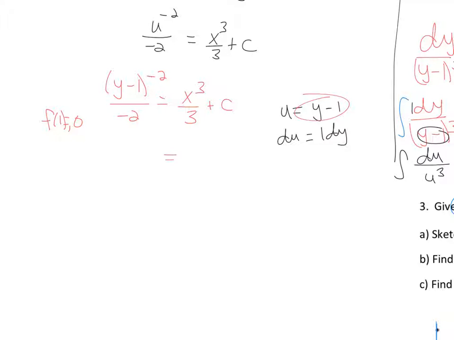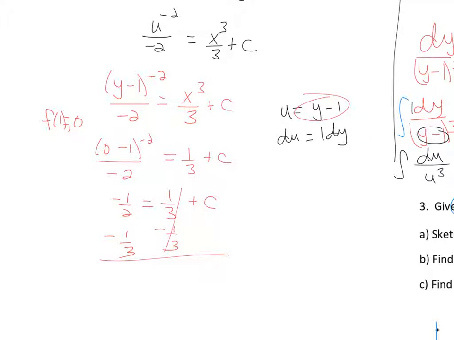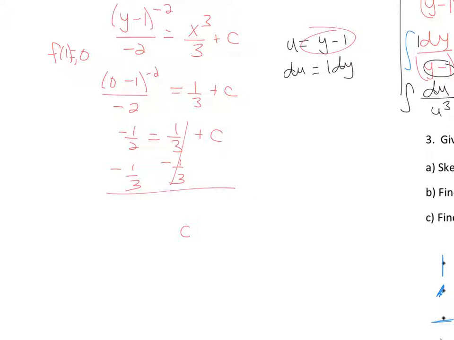So 1 is x, so this becomes 1/3 plus c. And then this becomes (0 minus 1) to the negative 2 over negative 2. So where am I right now? This whole side becomes negative 1/2, I believe. And you subtract 1/3. Those cancel. C equals, if I put a 3 here and a 3 here, a 2 here and a 2 here, I get negative 5 over 6 as my c value. Yep, because that becomes negative 3 over 6, and this becomes negative 2 over 6. 3 and 2 make 5.